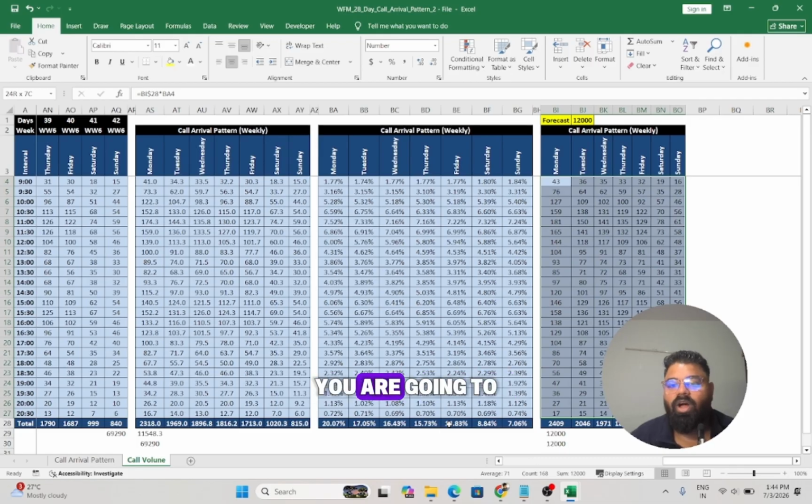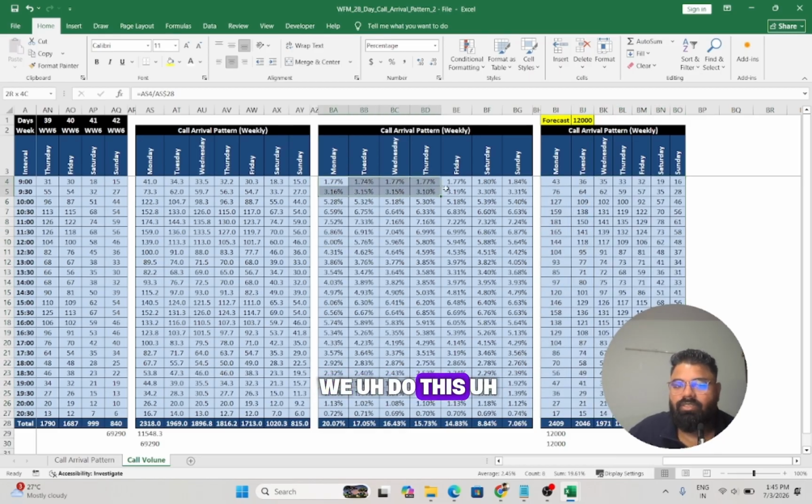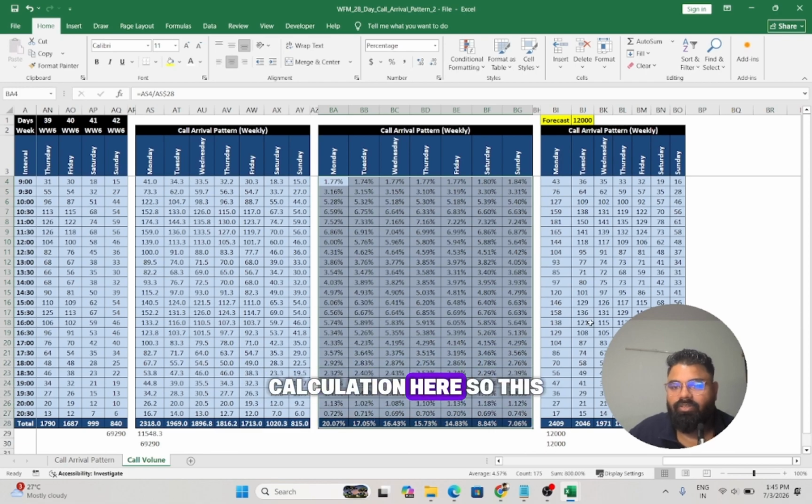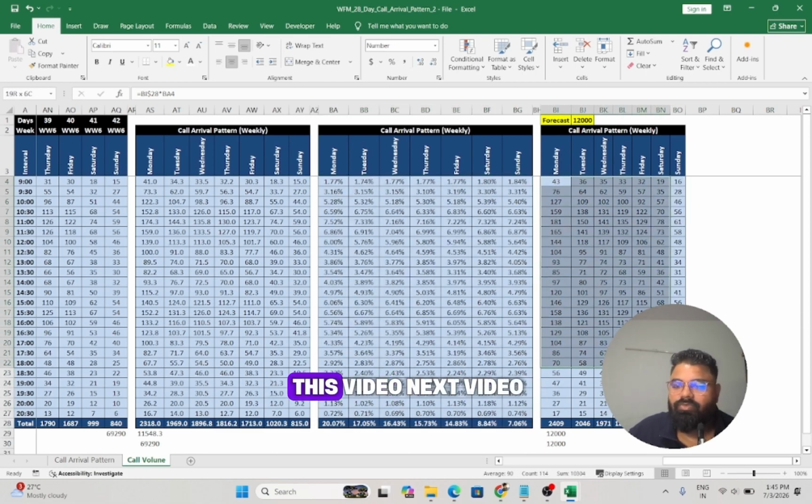Based on this distribution or pattern, you are going to generate the requirement, and then create the schedule for employees so that they start working and SLA will not be hampered. So that's why we do this calculation. This is all about this video. In the next video we are going to learn another way of doing this.